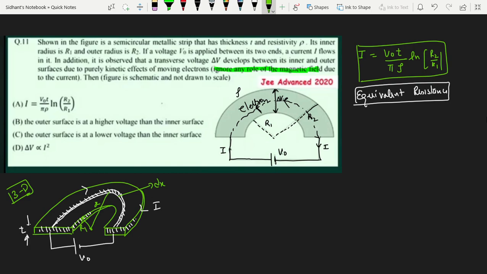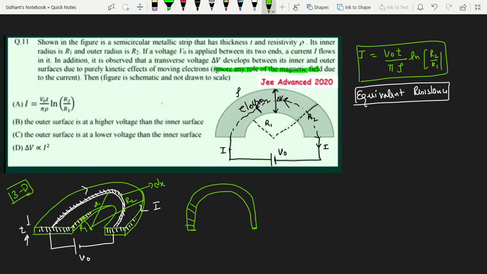Inner radius is r1, whereas the outer radius of the strip is how much? That is our r2. So this strip I have cut, I draw it here. This is that particular strip I am drawing. This is not the whole metallic strip, only the length element of that strip which I have drawn.